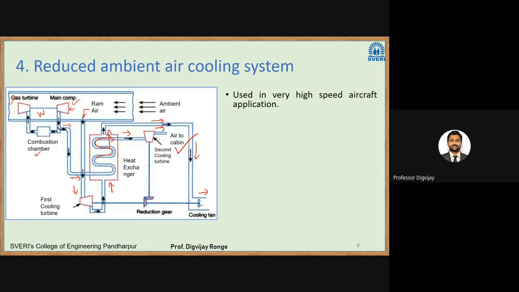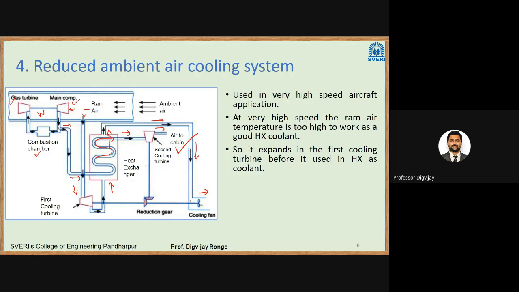So this reduced ambient air cooling system is used in very high speed aircraft applications. At very high speed, the ram air temperature is too high to work as a good heat exchange coolant. So it expands in the first cooling turbine before it is used in the heat exchanger as a coolant. Okay. So first it is expanded in this first cooling turbine, then it is passed to the second cooling turbine.